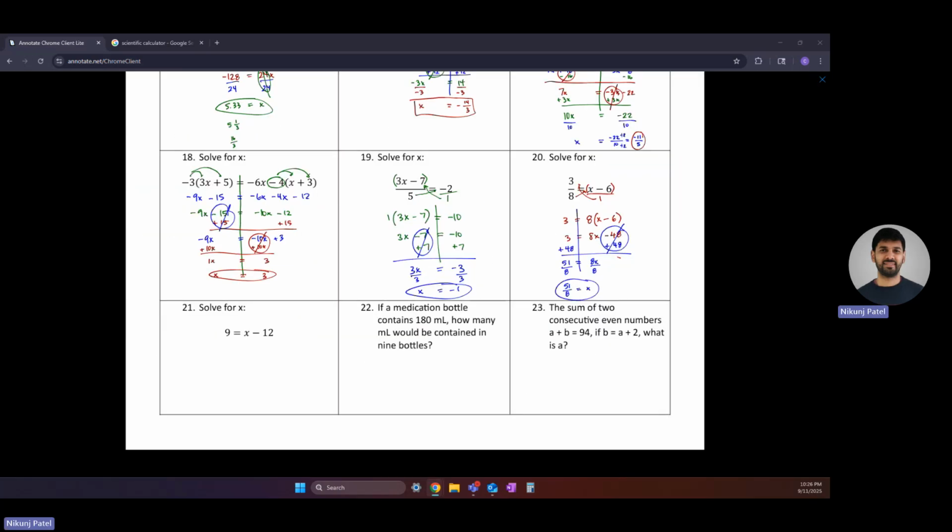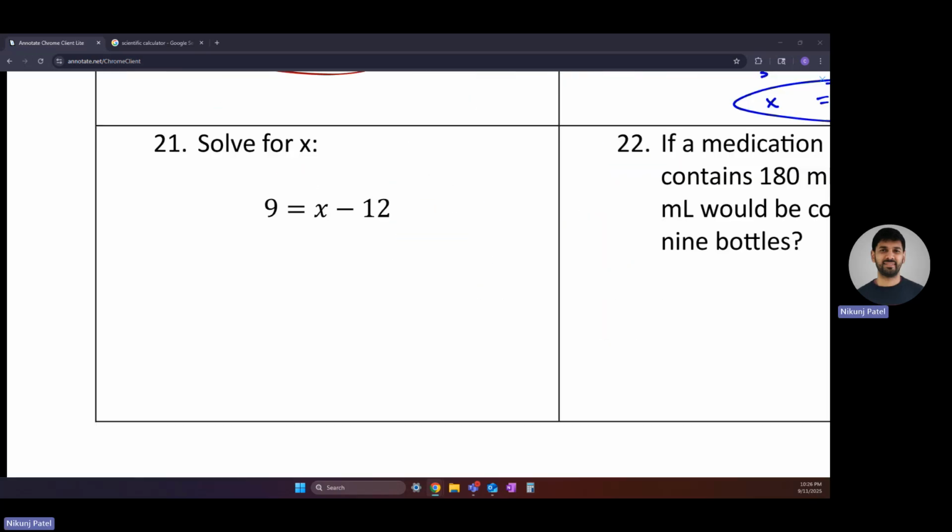Okay, let's keep going. 21. Here's another simpler one step. Add 12 to both sides. Right, so we get 17 equals x, and that canceled right there. One step, there you go.